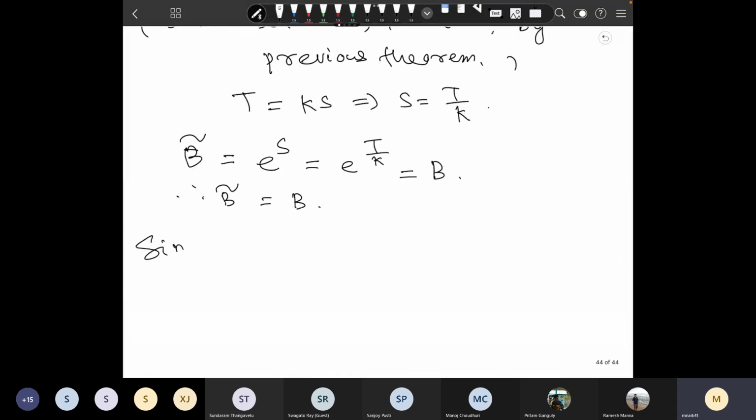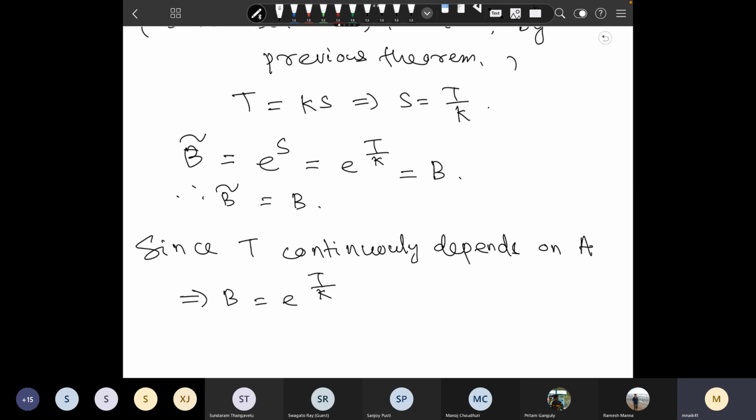Since T continuously depends on A, this implies B is equal to e to the power T by K continuously depends on A.